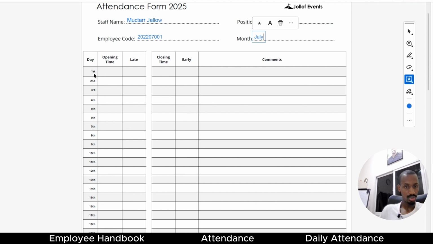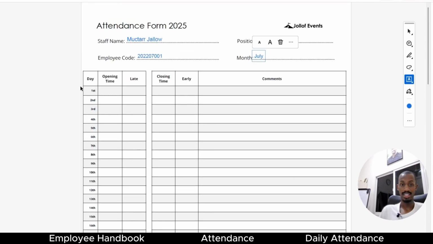So the day is already pre-filled. You don't need to fill the date. When it comes to the date in the attendance form, the only thing you should fill is the month. Everything is pre-filled. Like the 2025 is pre-filled. So if it's on the 5th, for example, you don't need to put 5th. It's already pre-filled here in the form. So that is the date. The opening time. The official opening time at Jollof Events is 8 a.m. For most staff, it's 8 a.m. That means there is room for people to arrive at work.